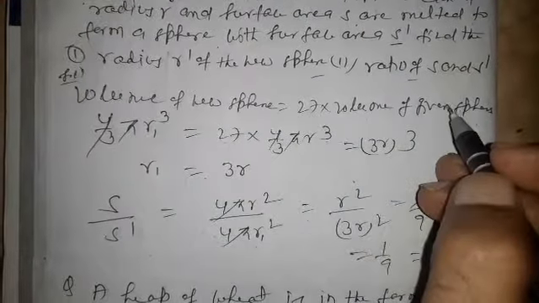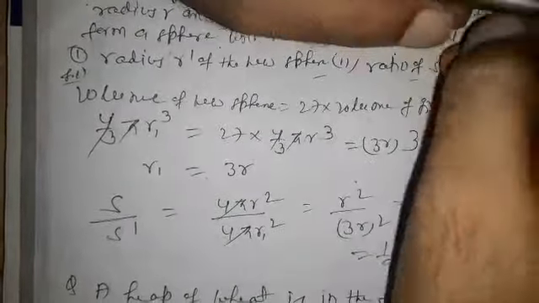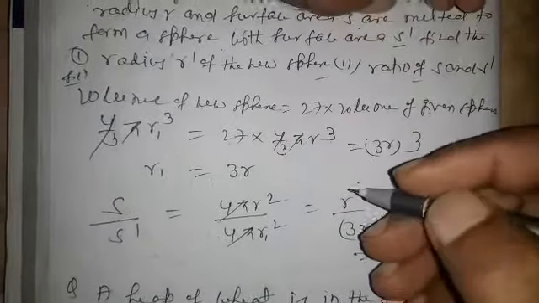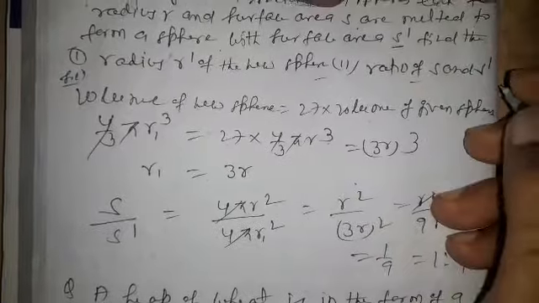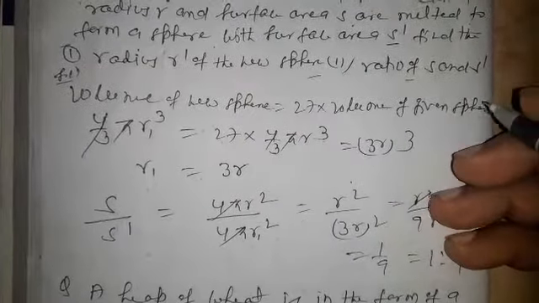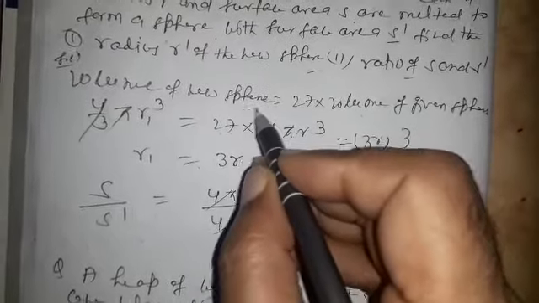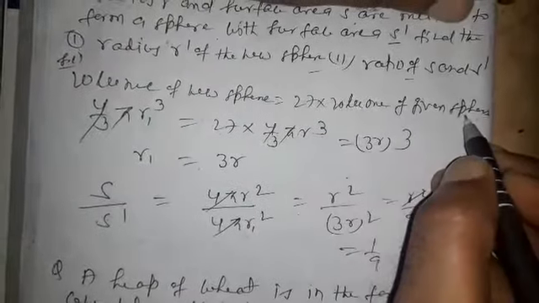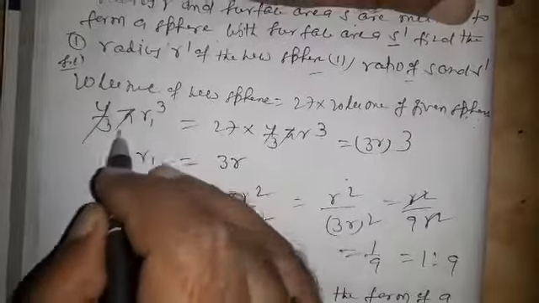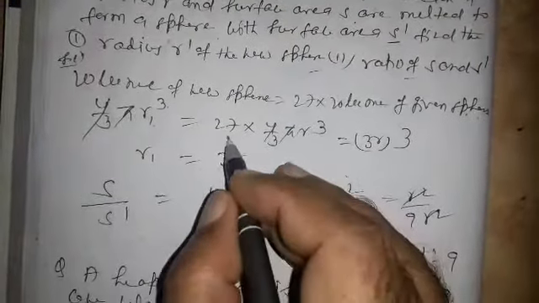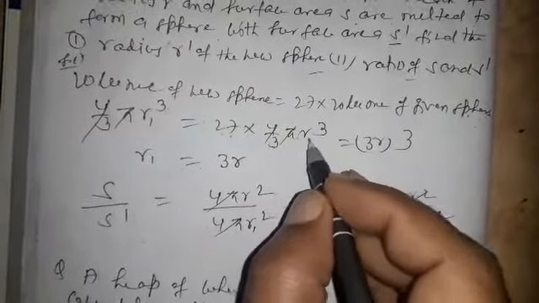So volume of new sphere is equal to 27 into volume of the given sphere, because just like if we want to convert a cylinder into a spherical ball, then volume of cylinder is equal to volume of a spherical ball. Volume does not change. Area will be changed, but volume does not change. So volume of new sphere, 4 by 3 pi r dash cube is equal to 27 into 4 by 3 pi r cube.